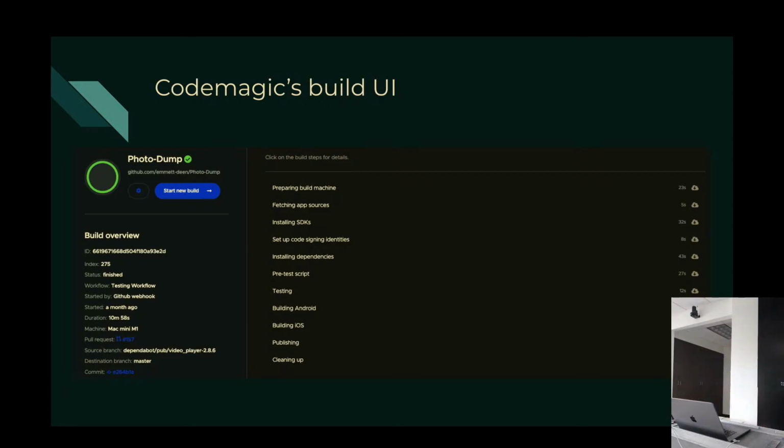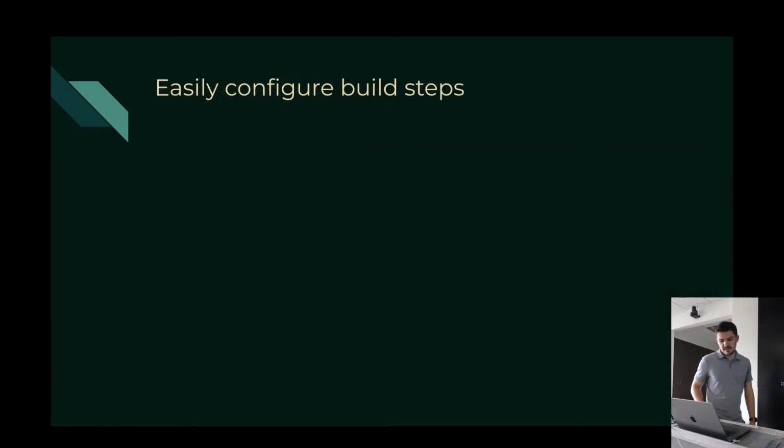So again, you're going to have things like preparing your build machine, fetching all the app sources, installing SDKs. This is a different one from the YAML, but setting up those code signing identities that we talked about, installing all the dependencies, running your pre-test script. If you have something like code generation, you're using Freezed, Build Runner, you can automatically run that before you do your testing, building Android, building iOS, publishing, and then cleaning up the build machine. So very easy to understand, very easy to see. You can see how it got started. And setting them up is just as easy.